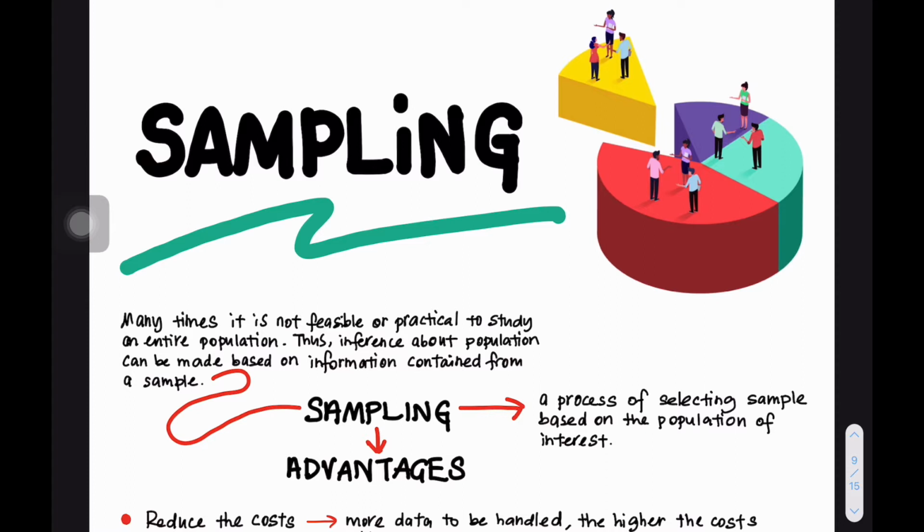So today we will continue with sampling. So sampling ni dalam bahasa Melayu adalah persampalan. Sampling. So what is sampling? So many times it's not feasible or practical to study an entire population. So sometimes because the population is too big, it is impossible for us untuk kita study the whole population. Okay, so that's the reason why we move to sampling.